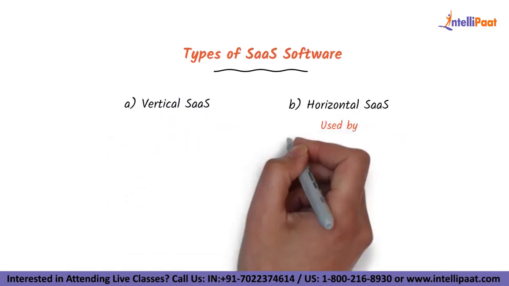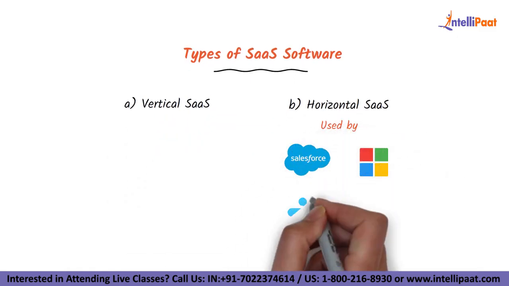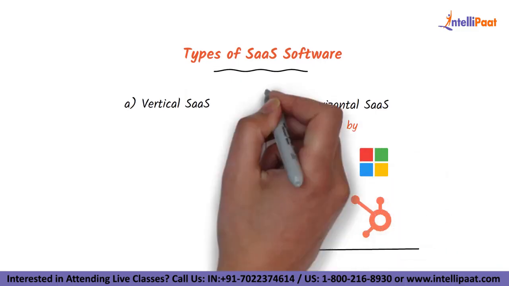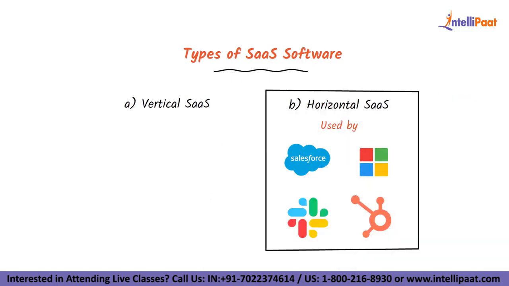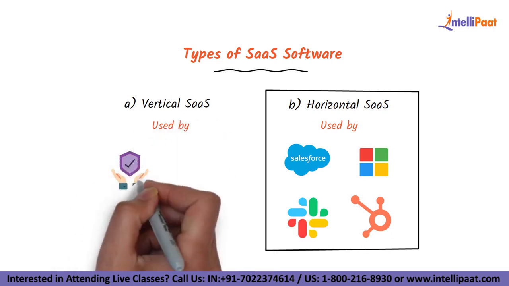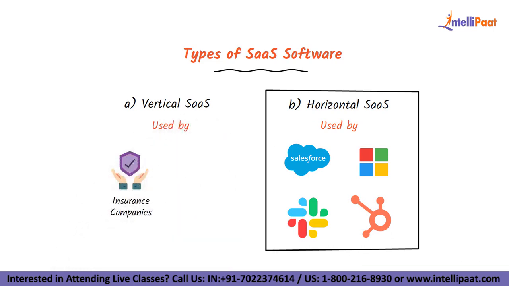A horizontal SaaS is a structure widely used by established cloud services such as Salesforce, Microsoft, Slack, HubSpot, etc. The horizontal model allows big businesses to cater to a broad customer base, from a range of industries, to run their business effectively and efficiently. On the other hand, vertical SaaS solutions are created to target a specific or niche industry.